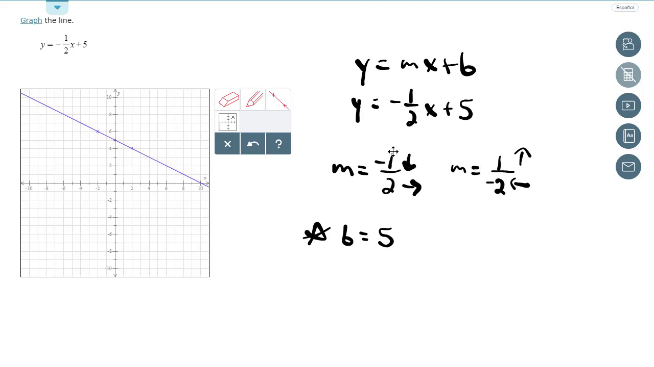You just got to make sure you put the negative either up top or on the bottom. You just don't want to put it for both, because a negative divided by a negative is positive, and you're changing the value of the slope in that case.